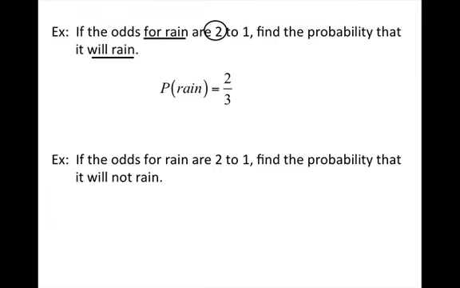And then the final example, if the odds for rain are 2 to 1, find the probability that it will not rain. This time my words do not match, so I'm going to use the second number over the sum. So the probability that it will not rain is 1 over 2 plus 1, or 1 over 3.